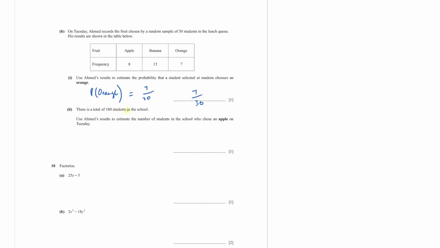Part 2 is, there is a total of 180 students in the school. Use Ahmed's results to estimate the number of students in the school who chose an apple on Tuesday. So you have the results here. So number of students will be simply the probability that a student has chosen apple, which is 8 over 30, where 30 is the total students, and out of those 8 chose apples. And then we are trying to find how many out of 180. So probability multiplied by the total number of students, 180. And I can cancel these zeros out. 3 times 1, 3 times 6, and 8 times 6 is 48. So out of 180 students, 48 will choose an apple.